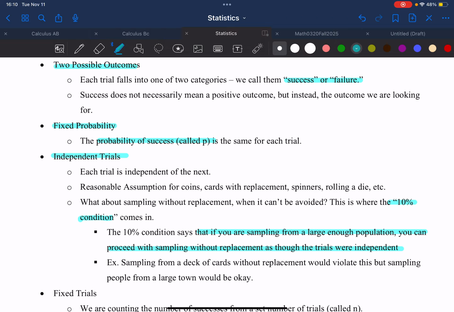So what the 10% condition means is that if you have at least 10% of the overall population in your sample size, then you can make the assumption that your trials are independent. For example, let's say your population is 2,000 students. You would need at least 10% in your sample size, which would be at least 200 students. If you had 200 or more students, then you could assume independence based off the 10% condition.